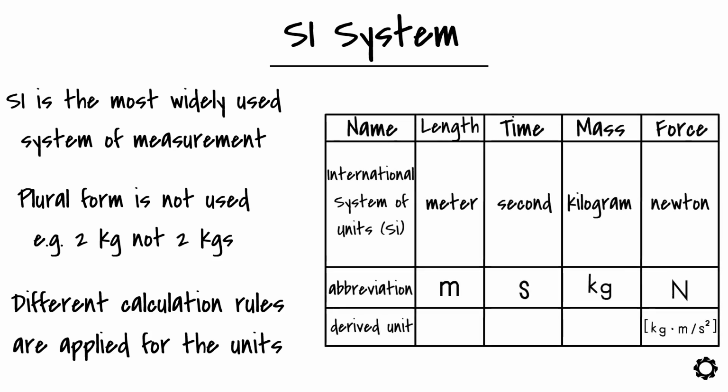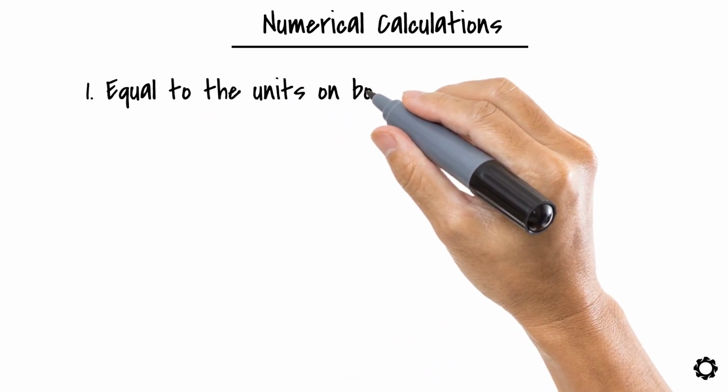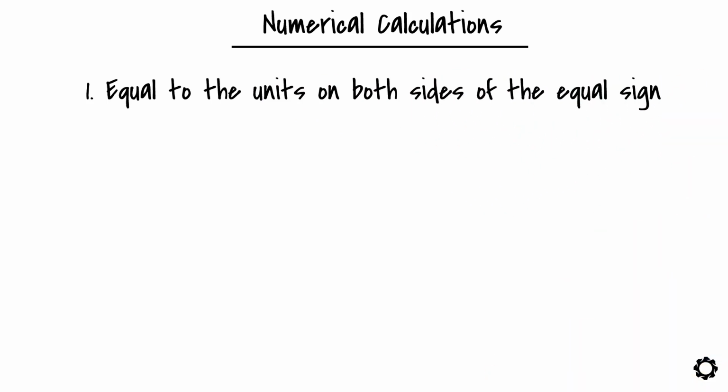Let us change the subject to numerical calculations for now. What do we need to consider when we are making numerical calculations? For one, the most important thing is to make sure that the calculations must be equal to the units on both sides of the equal sign.